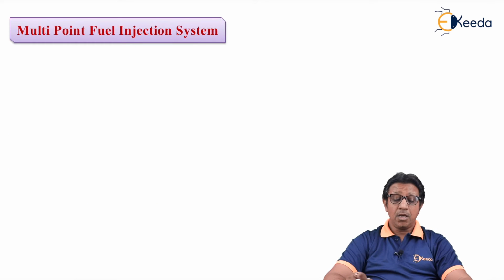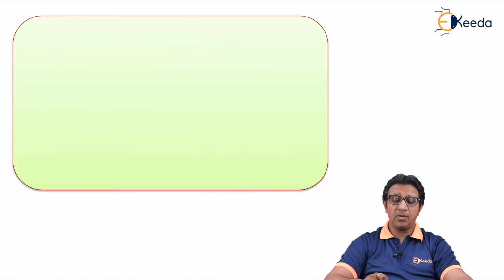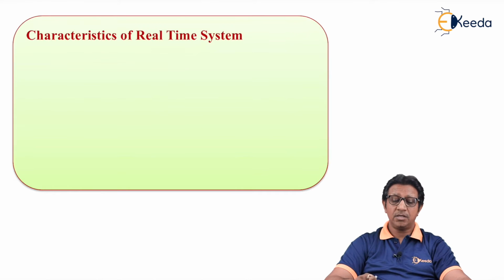Next example is the multi-point fuel injection system. This is in the car. Now why is this used? So that fuel can come from different points, and the injection and consumption of the fuel should be such that it saves fuel. Now if the timings are not proper or the combustion is not proper, then what will happen? The fuel may be more, or it may not give a perfect output to the car, and the car may not work properly. Now let's see the characteristics of a real-time system.